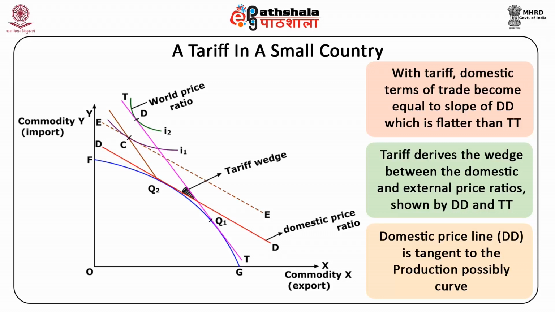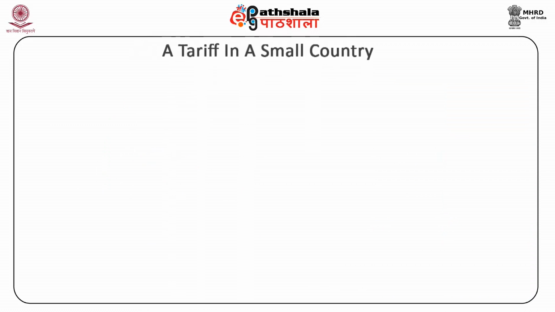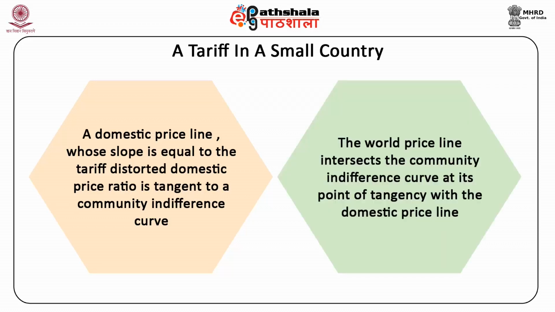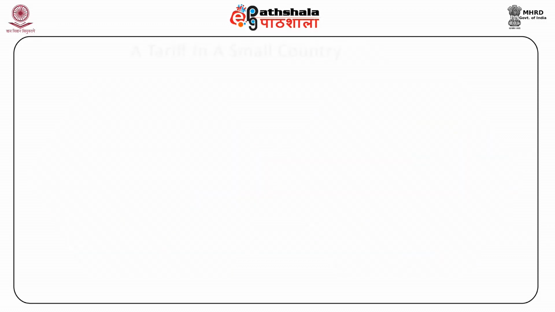Here we are assuming that the world price ratio remains unchanged, so the international trade takes place along the line Q2C, which is parallel to TT. A new equilibrium in consumption is reached when two conditions are satisfied. A domestic price line EE, whose slope is equal to the tariff distorted domestic price ratio, is tangent to a community indifference curve, and the world price line P2C2 intersects the community indifference curve at its point of tangency with the domestic price line EE.